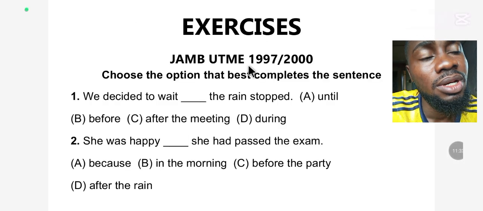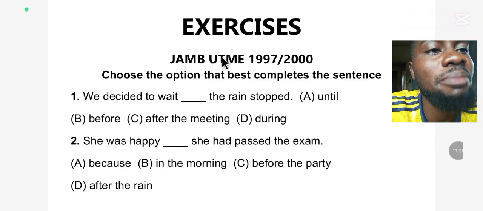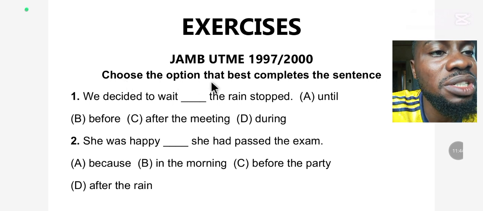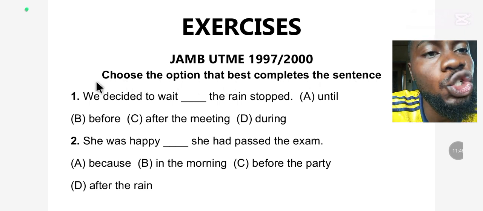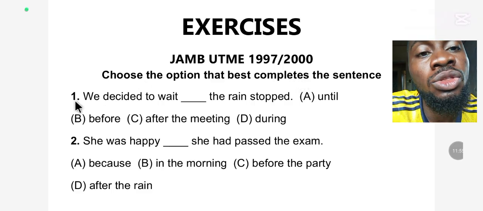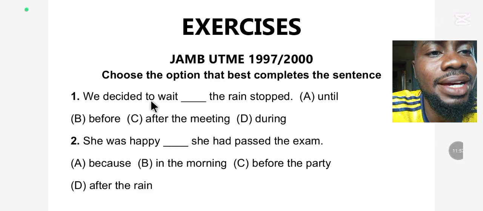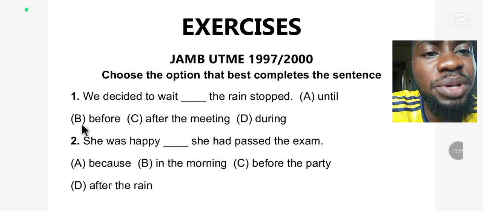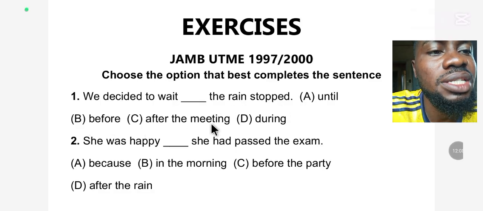Exercises. These exercises were picked from JAMB UTME 1997/2000. The instruction says, choose the option that best completes the sentence. Always read the instruction in your exam. Do not forget that. Number 1, we decided to wait dash the rain stopped. A, until. B, before. C, after the meeting. D, during. What's your answer?